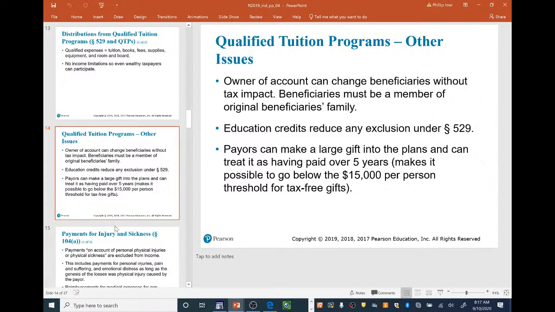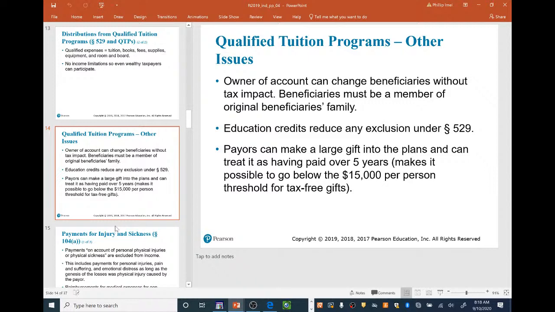Okay, let's talk a little more about some other issues with the qualified tuition programs. So the owner of the account, meaning the person who holds this investment account of either the qualified tuition plan or the Section 529, can actually redirect the benefits to another person within their family, right? So it has to be someone within their original household, an immediate family member. And that family member can actually still use the funds tax-free if it's used for educational purposes, right? So that's a nice little thing about the plan too.